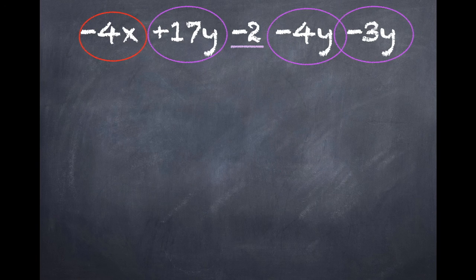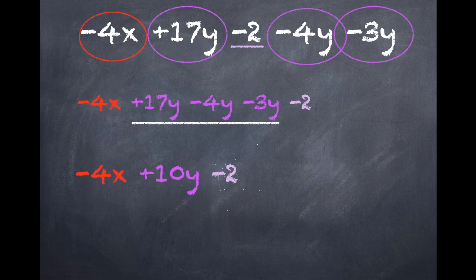So now our next step is to combine them. So combine our like terms, and we get negative 4x plus 10y minus 2. Now we have no more like terms, so this is our simplified expression.